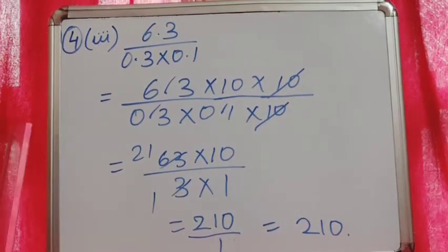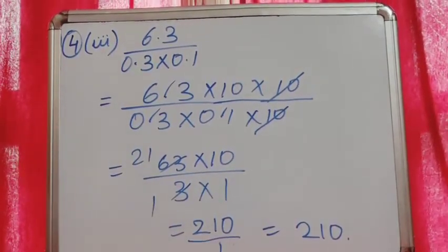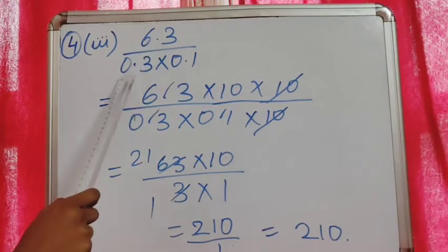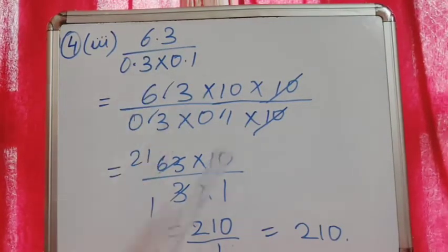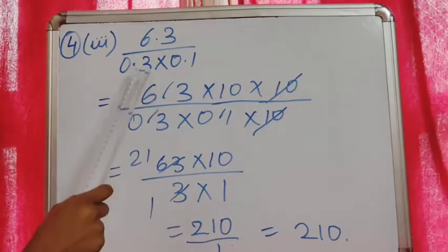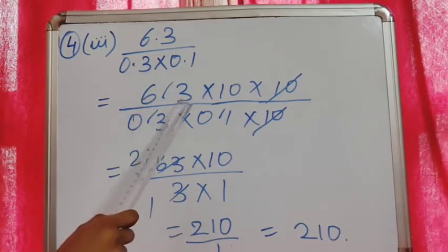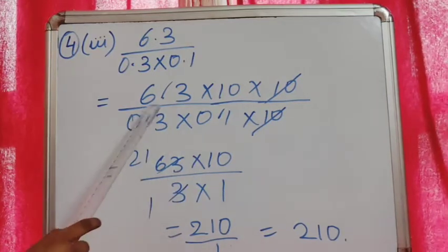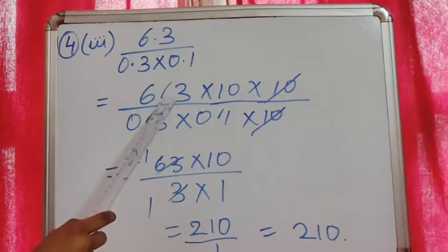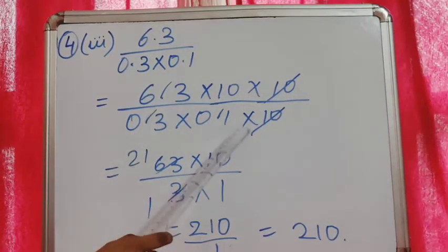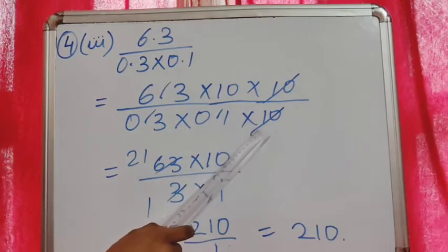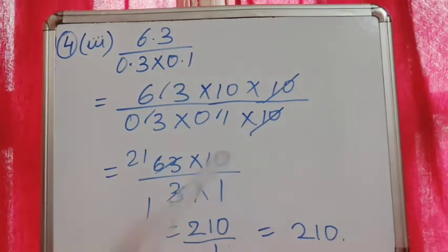Now if you look at question number 4.3, here you have to simplify. The question is 6.3 by 0.3 into 0.1. So you copy the question as it is. You copy 6.3 by 0.3 into 0.1, and then here again in the numerator you have a decimal number, so you remove this decimal point and there is one digit here. So you put 10 into 10 in the denominator instead of this decimal point.